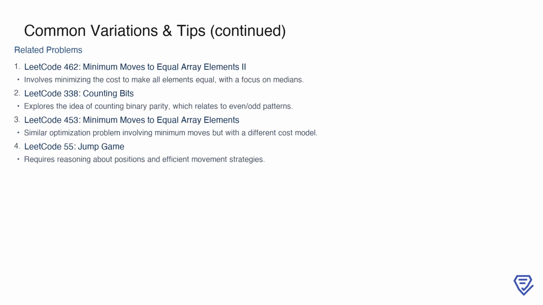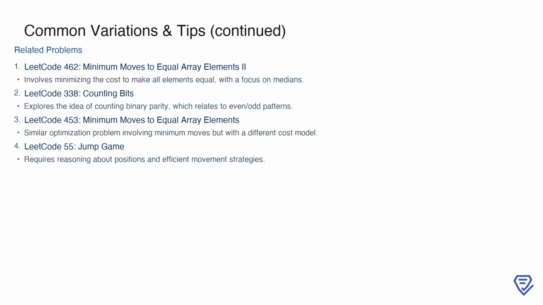There are a few related problems on LeetCode that use similar concepts. For instance, in LeetCode 462, minimum moves to equal array elements 2, you minimize the cost to make all elements in an array equal, and the solution often revolves around medians. This is conceptually similar to the parity-based simplification here, where the grouping matters more than the specific positions.